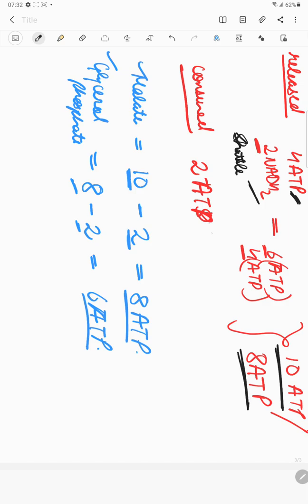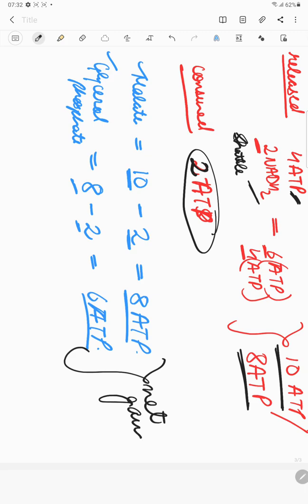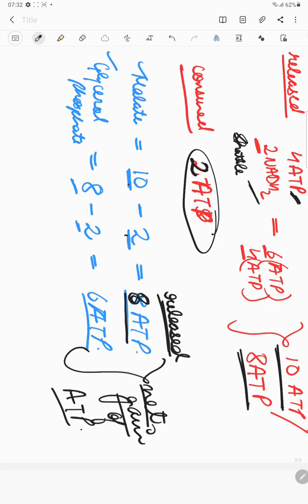Now consumed ATPs are fixed. 2 ATPs would be consumed no matter what shuttle. So the net, this is the important one, net gain of ATP. This is very important, you have to remember this. So 10 ATPs in the malate shuttle would be released and 2 would be consumed, so the net would be 8 ATPs. Don't get confused, these are the net ATPs. In the glycerol phosphate shuttle, 8 ATPs are released and 2 ATPs are consumed, so the net would be 6 ATP.